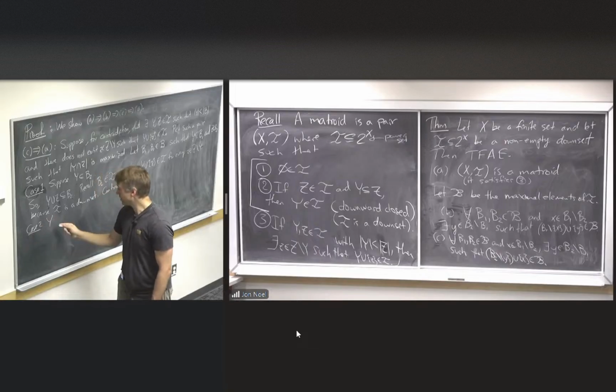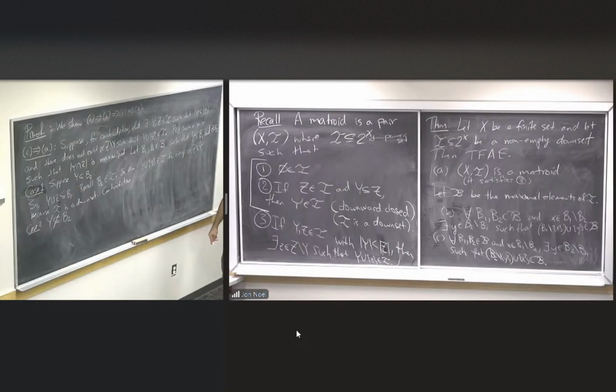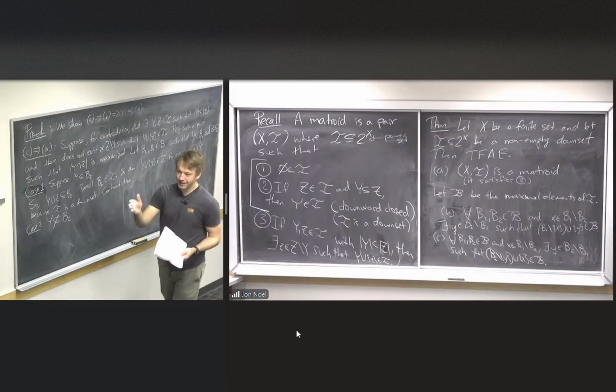Okay, so case 1 was easy. Case 2 is the one we need to think about. So Y is not a subset of B2. Z is, but Y isn't. And somehow we need to use our basis exchange axiom. We have to use this C.